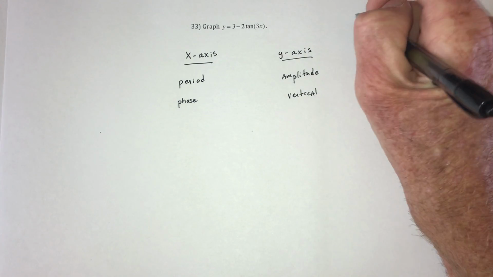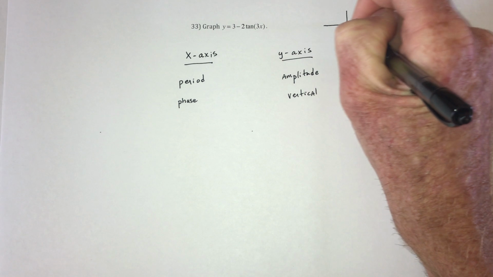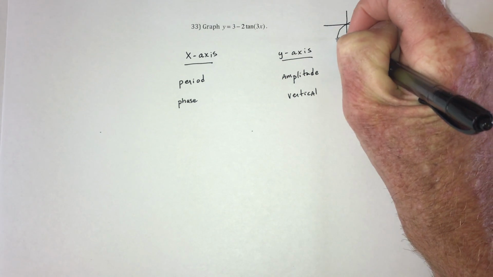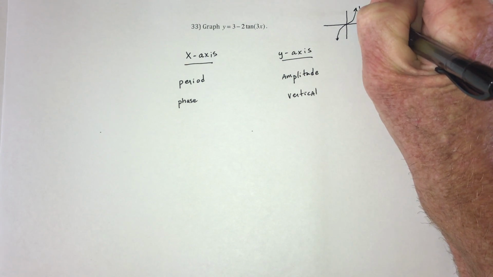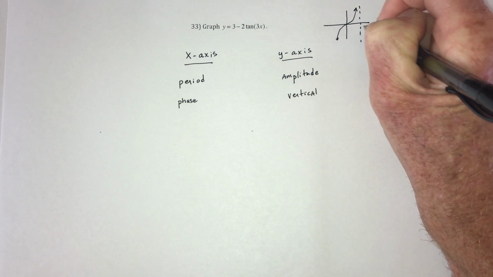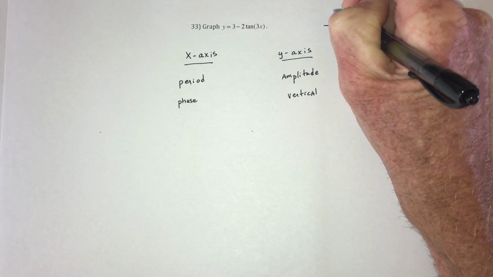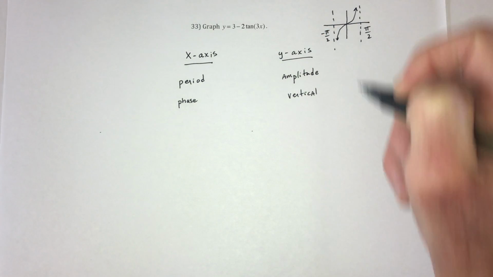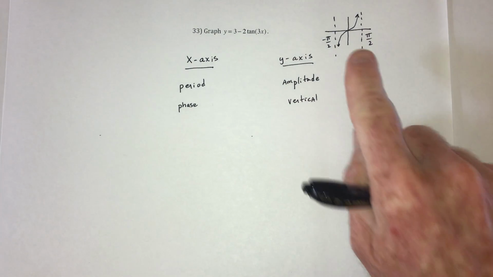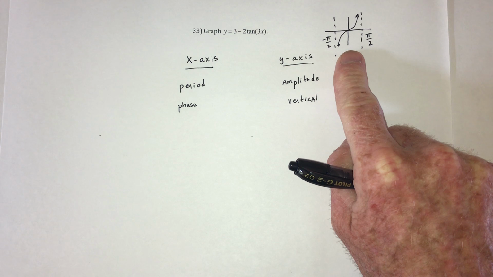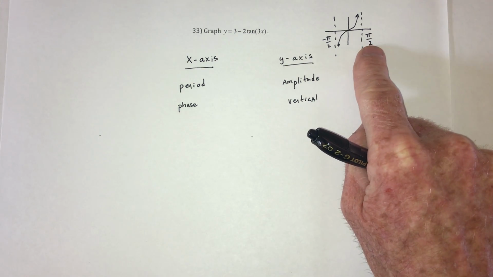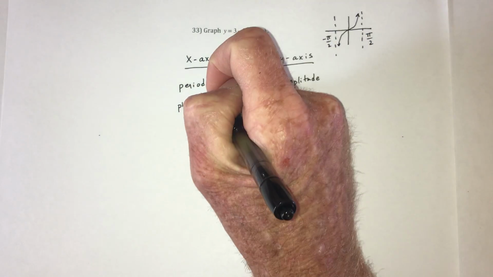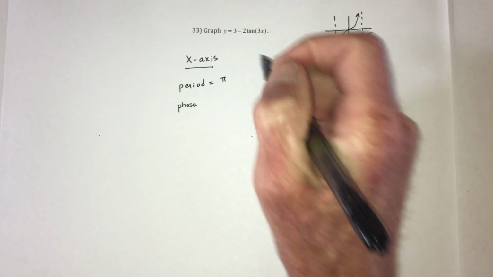Now the graph of tangent. So just as a quick reminder, the graph of tangent looks like this. That's if it's just tangent of x, and then it has these asymptotes at pi over 2, and on the left, negative pi over 2. All right, that's the basic shape that we're dealing with. So the period between half of a pi and negative half of a pi, that's a total of pi. So the period is equal to pi.